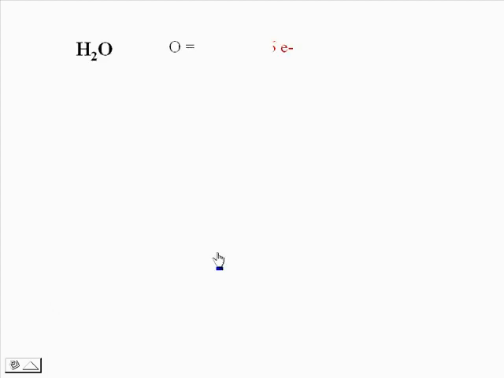Water. Determining the valence electrons. Remember to look up on the periodic table, see what group numbers these belong in, and multiply by how many you have of each. You'll see then I have a total of 8 valence electrons.